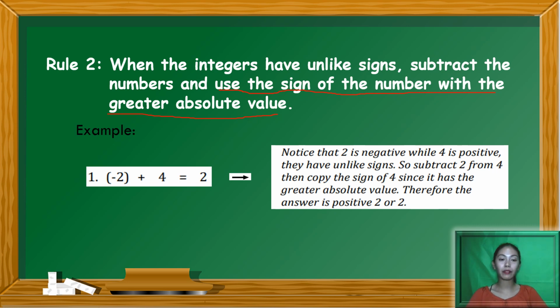Then we will copy the sign of the number with the greater absolute value. So for example, we have here number 1. Negative 2 plus 4 is equal to 2. Why is it 2? Since the first number and the second number have unlike signs, we will just subtract. 4 minus 2 is 2. And the number with the greater absolute value here is 4, and the sign of 4 is positive. That is why our answer is positive. Okay, understood? I hope you understood, to avoid confusion.